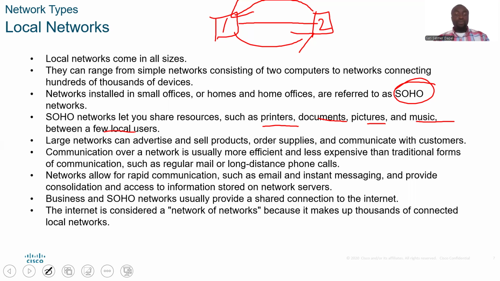Business and small office home networks usually provide a shared connection to the internet. So the internet is considered as what? A network of networks. An interconnection of networks. You have networks of different organizations. Let's say banks. You have a network from GT Bank, a network from Zenith Bank, a network from Access Bank, a network from First Bank. But if you pick your ATM card and go to any of these banks, you can withdraw money from any of them, which means that these banks are actually connected at a particular point. There is a point at which they get connected, and that's the point that we're trying to express, okay?